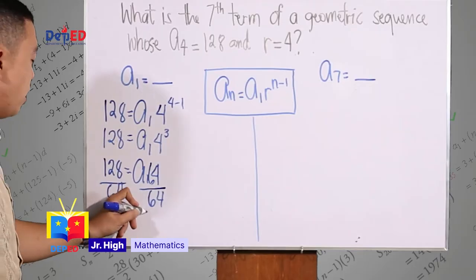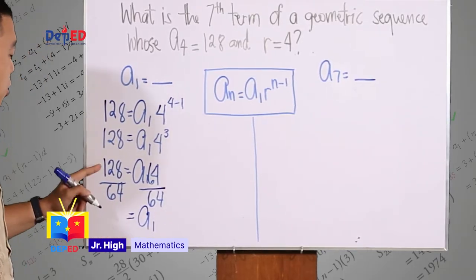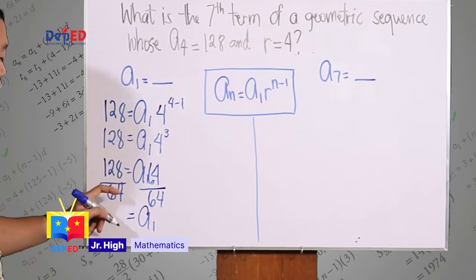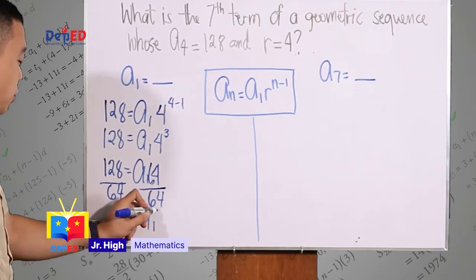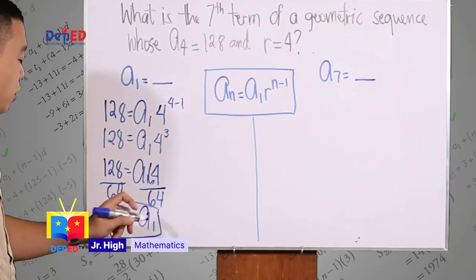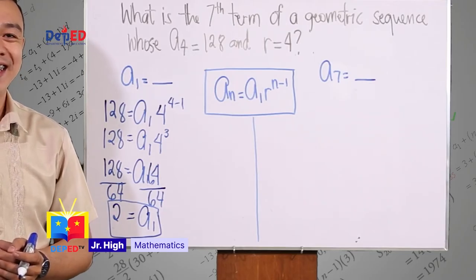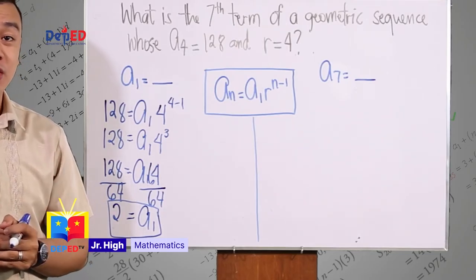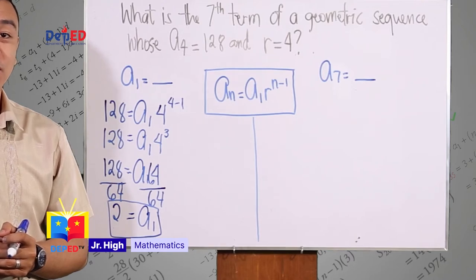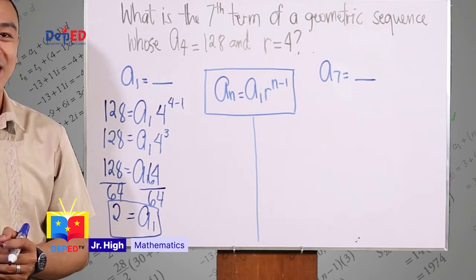That will give us 1. What's left is a sub 1. And 128 divided by 64 will give us 2. Thus, the first term of the sequence is equal to 2. Since we have our first term, we can now solve for the unknown term, which is a sub 7.